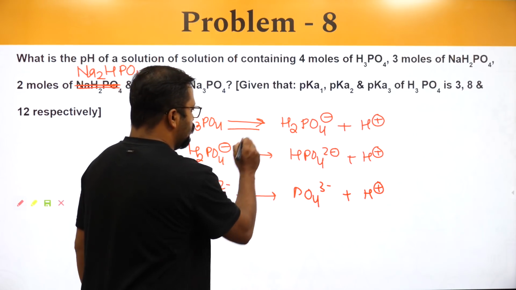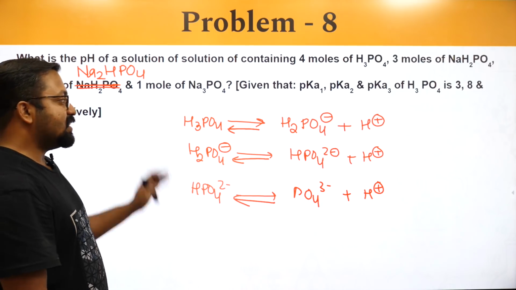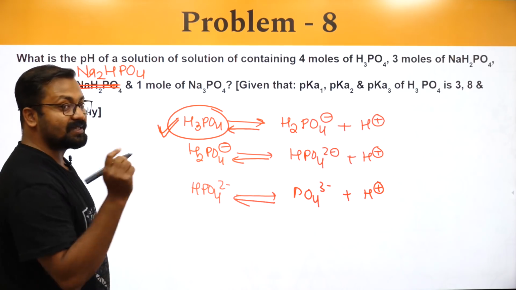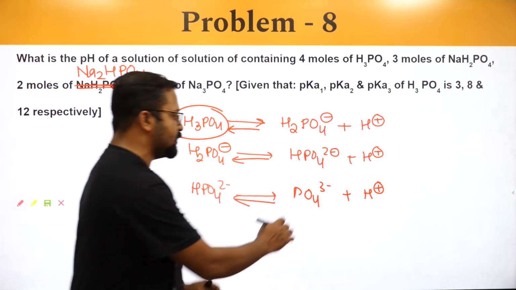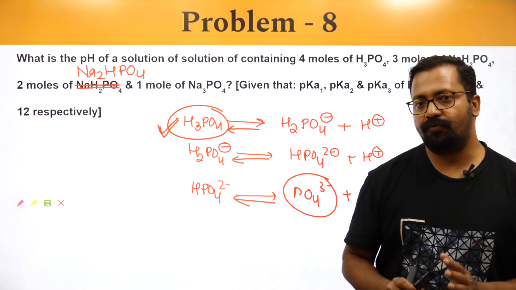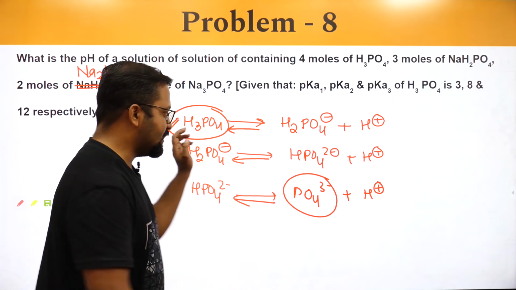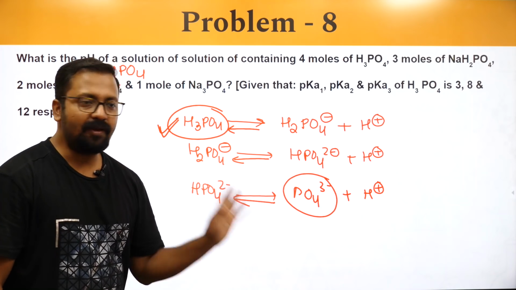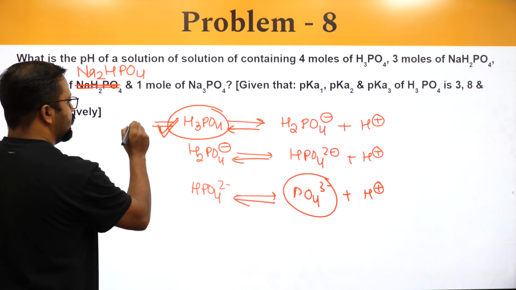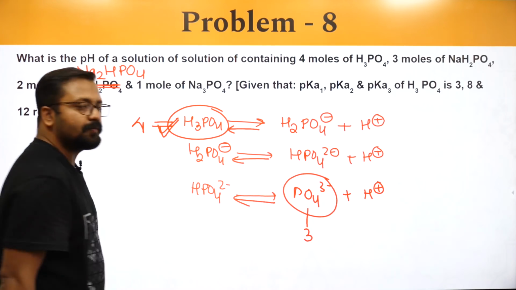Now if you look at the conjugate acid base pairs, which is the strongest acid? Strongest acid is this one. What is the strongest base among all the given ions which are present? This one. Now if PO4 3 minus and H3PO4 are simultaneously present in the medium, they will react with each other. Acid base reaction will take place. We follow that trend. So we start with 4 moles of this and 3 moles of this.